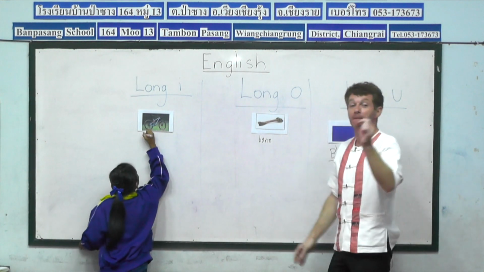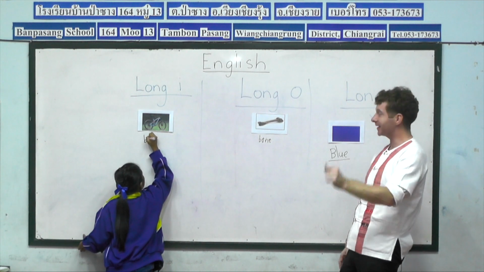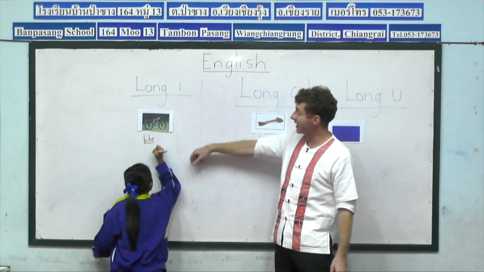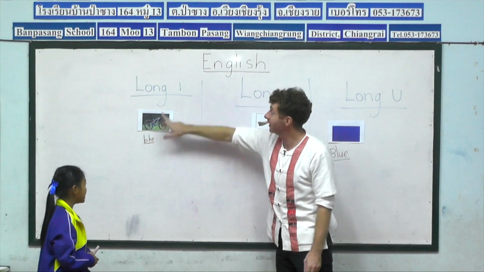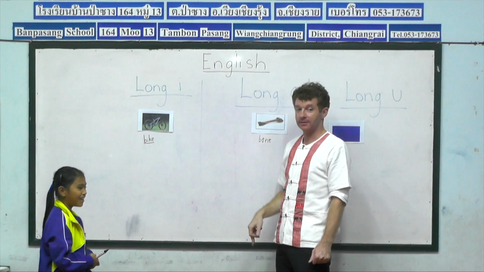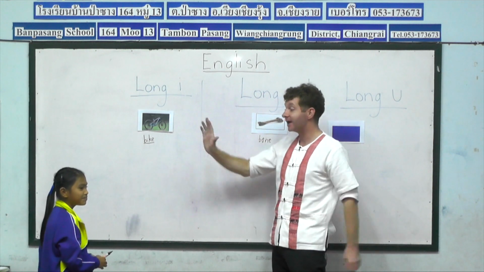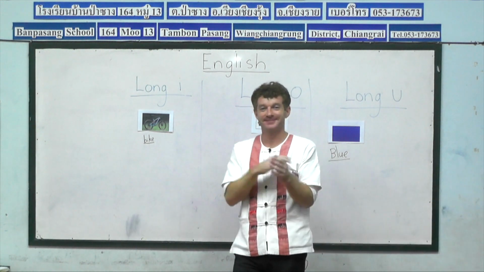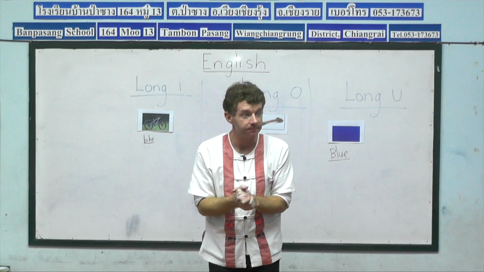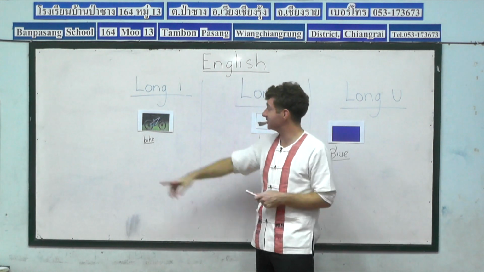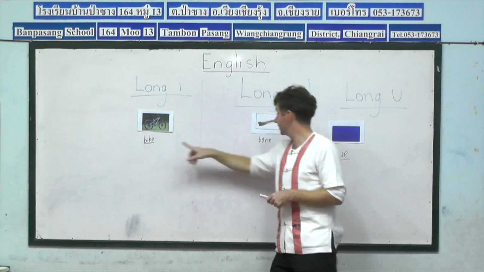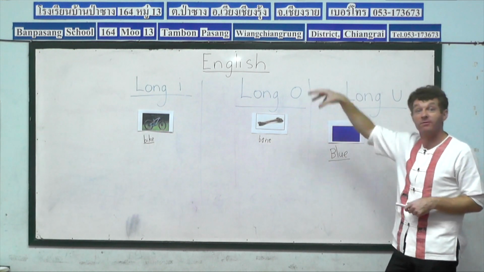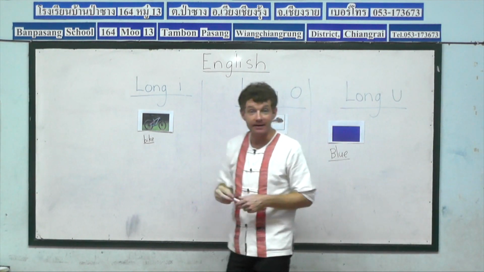Okay, so Pak Boom, B-I-K-E. Excellent. All together, bike, long I. Pak Boom, that was perfect. High five. Big round of applause for Pak Boom. Okay, so each column now, we have one picture. Bike, bone, blue. So notice the different sounds we're making. And now, next picture.